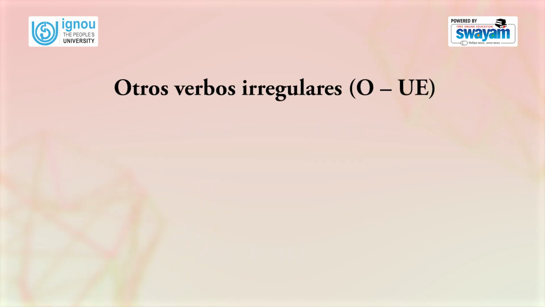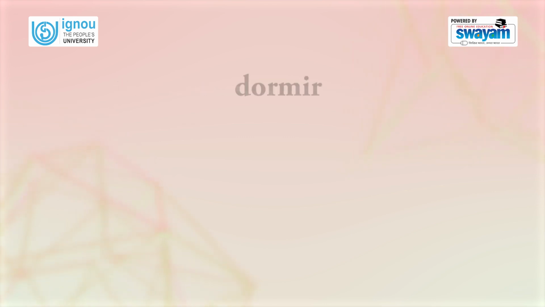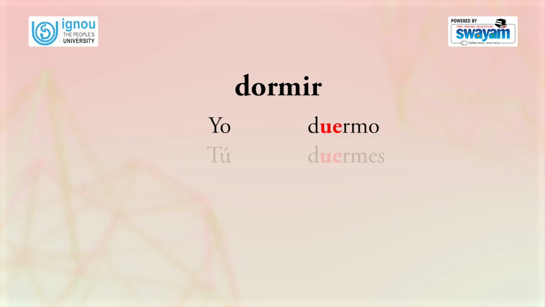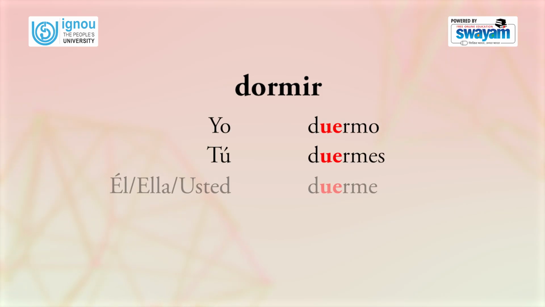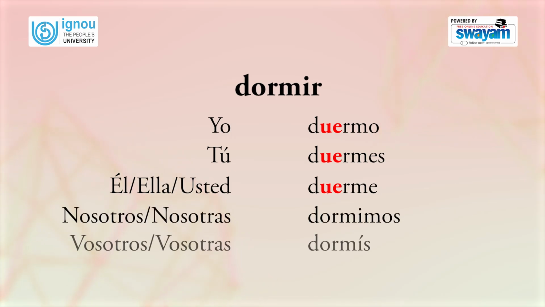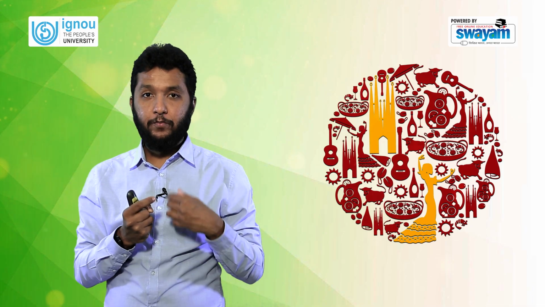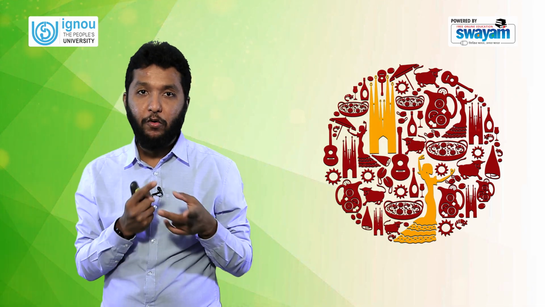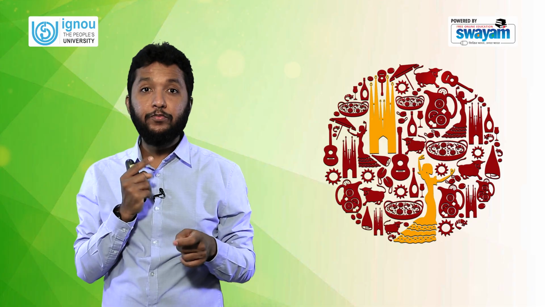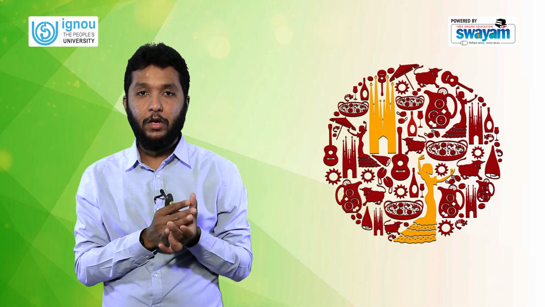Now, ir verbs with the stem vowel O change to UE, right? La O cambia a UE. Here we have only dormir, to sleep, which is yo duermo, tú duermes, él y usted duerme, nosotros dormimos, vosotros dormís, ellos y ustedes duermen. Again, queridos estudiantes, dear students, please make note of the fact that the vosotros and the nosotros forms are always regular, right? So it is dormimos and dormís.